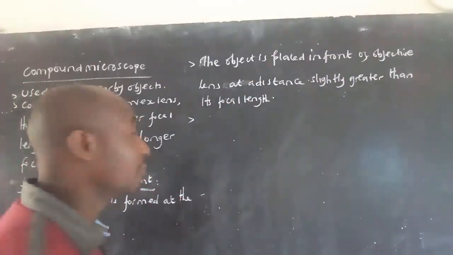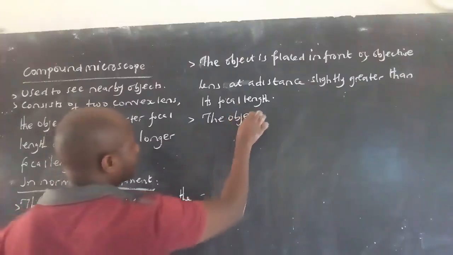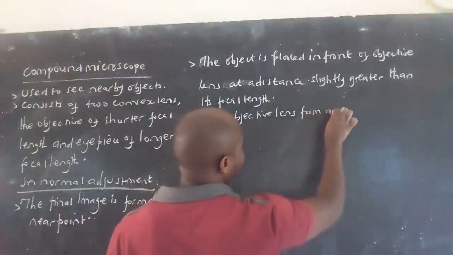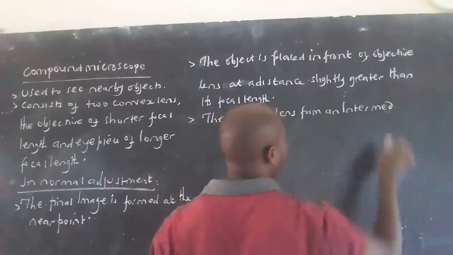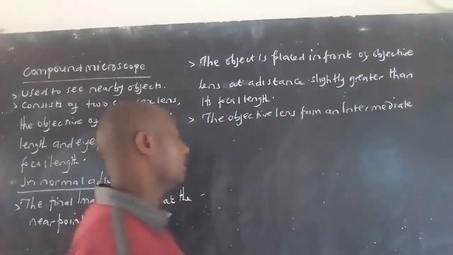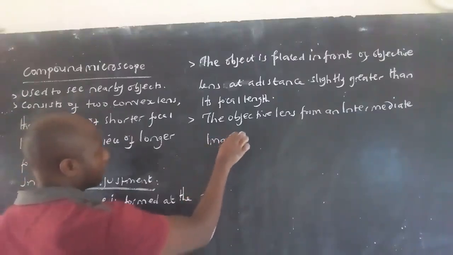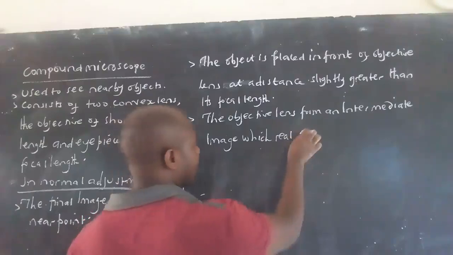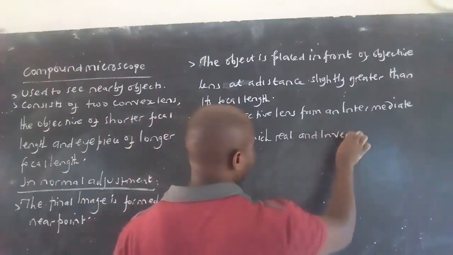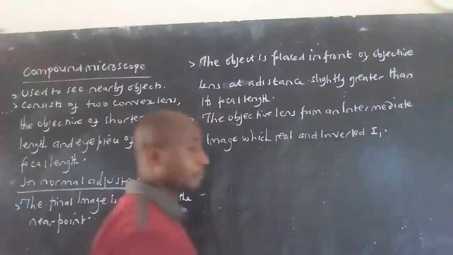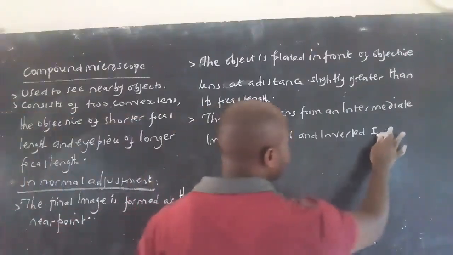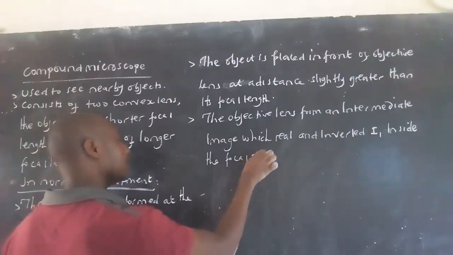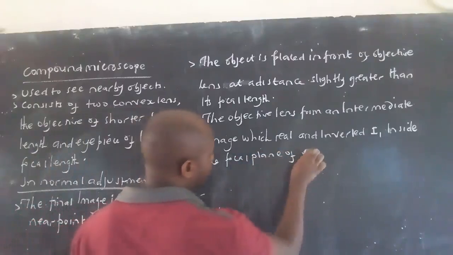Then we say the objective lens forms an intermediate image, which is real and inverted, I1, inside the focal plane of the eyepiece.